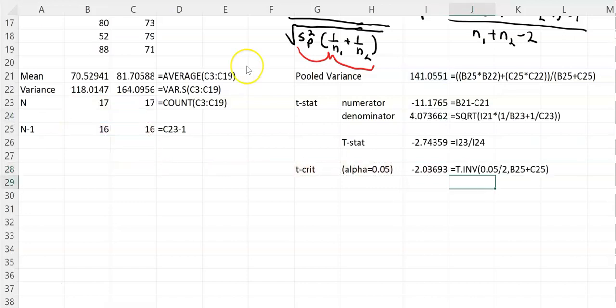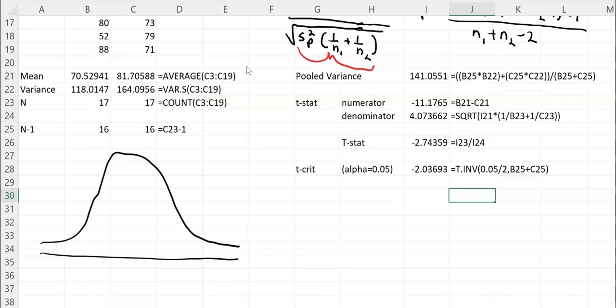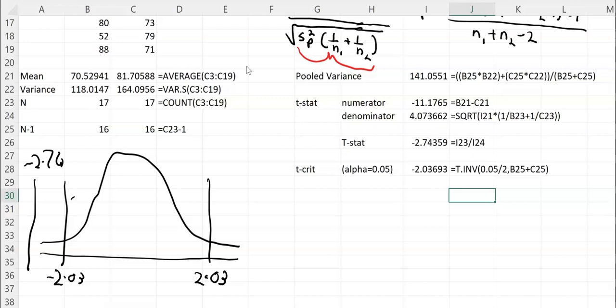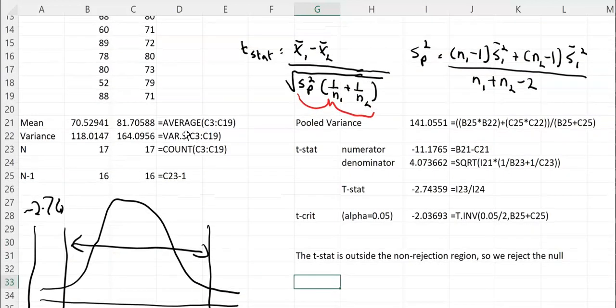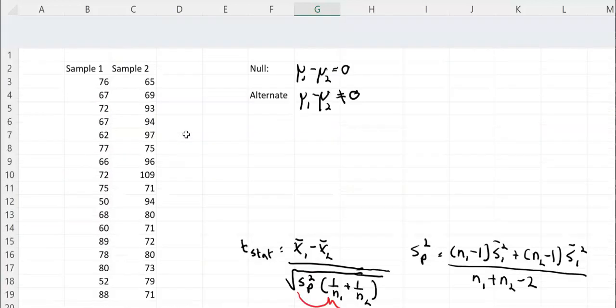Copy the formulas. So from here, if I draw the t distribution, I can see that the critical values of t are at negative 2.03, and since it's a two-tailed test, at positive 2.03. The t-stat is way out here at negative 2.74. So if this is my non-rejection region, the t-stat is outside of it, so we are rejecting the null. Therefore, these two samples are not equal.